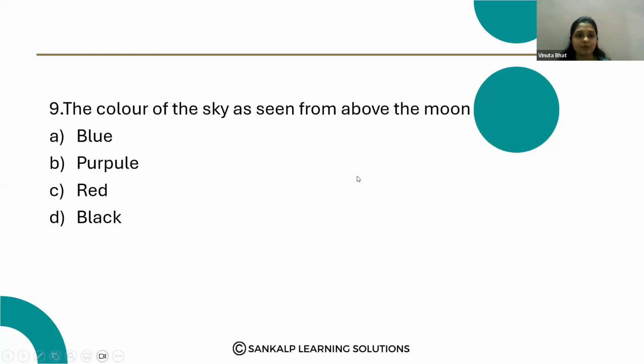Next question. The color of the sky as seen from above the moon. Option A, blue. Option B, purple. Option C, red. Option D, black. The correct answer is option D, black.